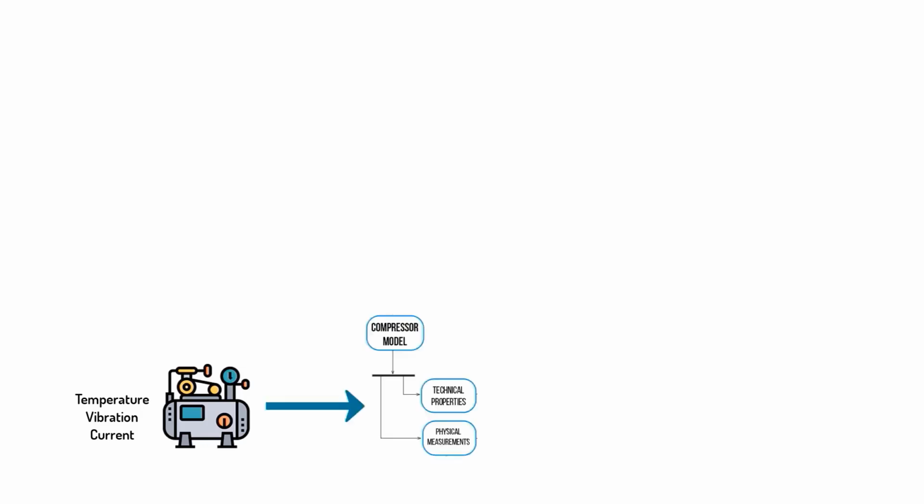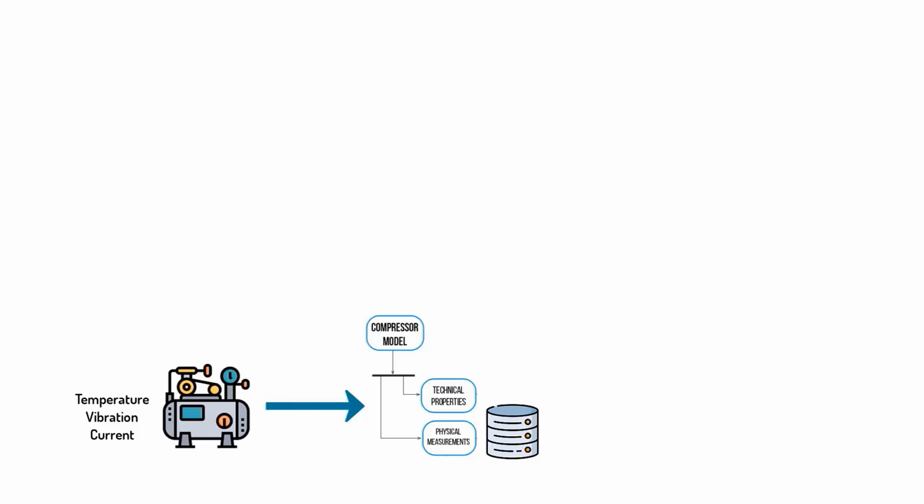Let's say, for example, we have a compressor in a factory floor as our physical object, and that compressor has instruments for measuring things like motor temperature, vibration, and motor current. If we wanted to create a digital twin for it, we would first of all create a model of what our compressor looks like in terms of its structural composition, its technical properties, and its measured physical parameters such as the temperature, current, and vibration.